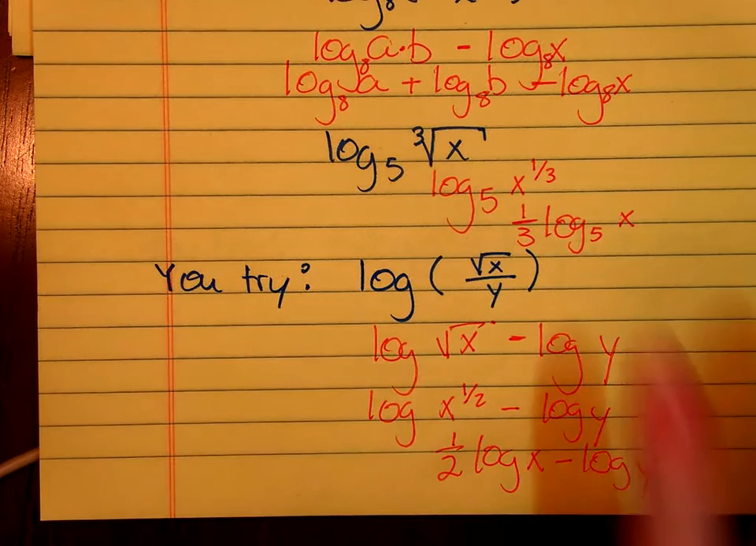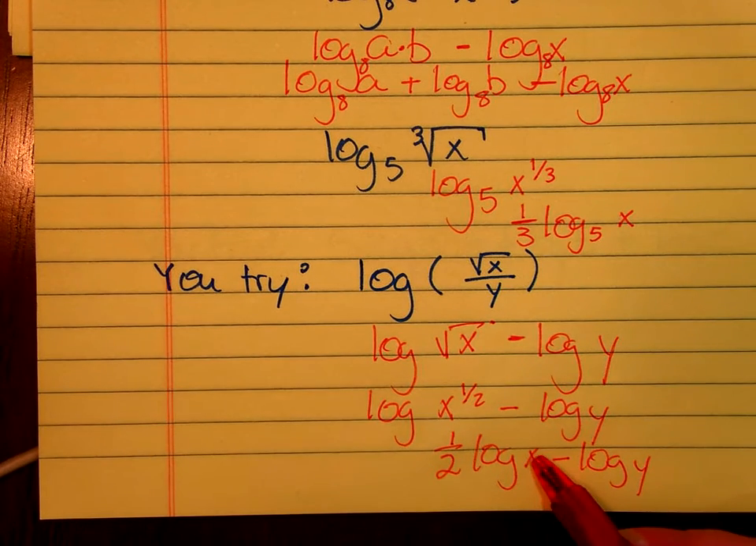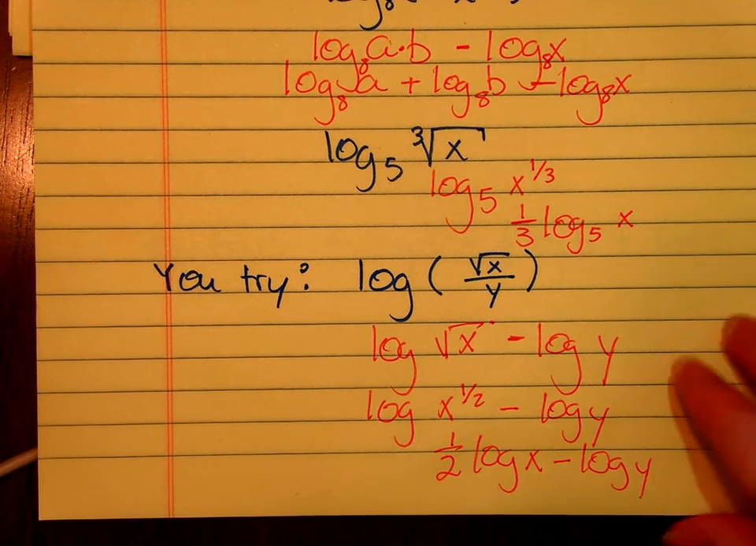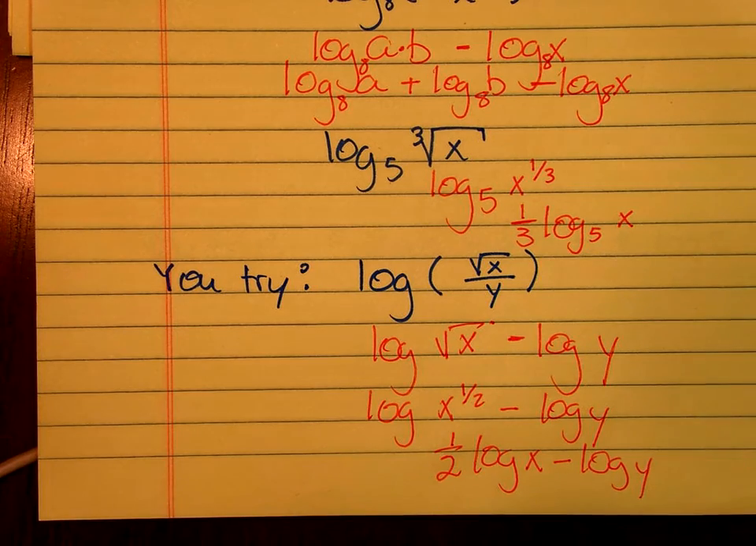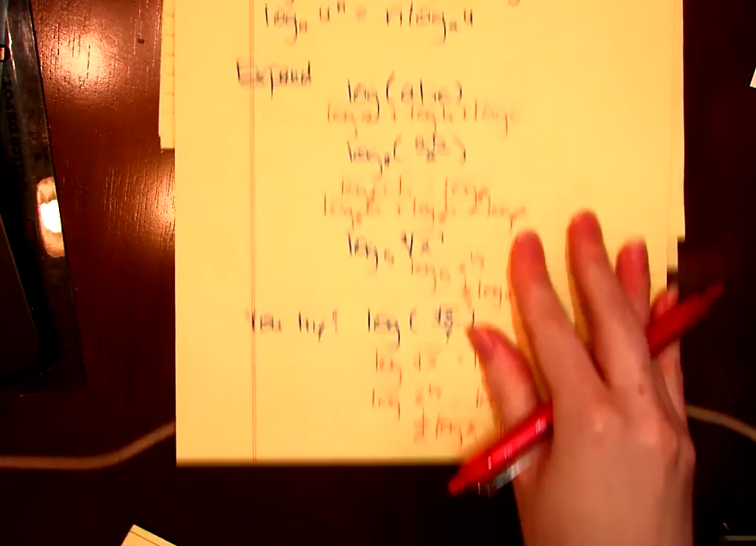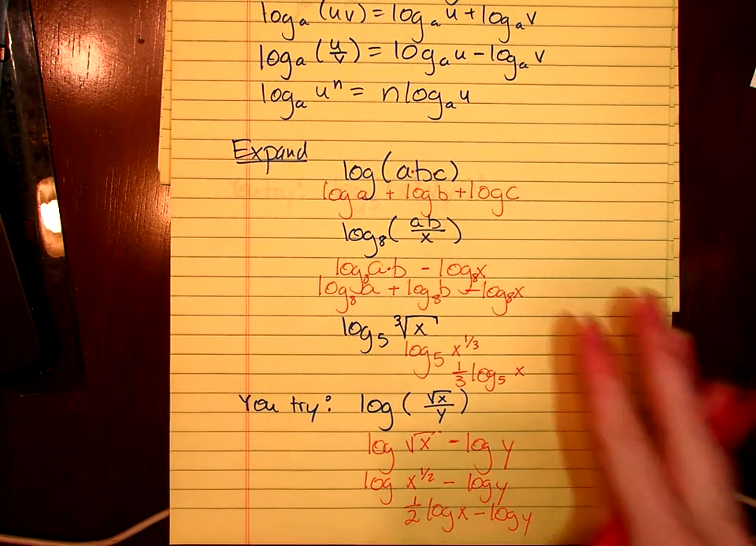How do I know that I've expanded as much as I can? If I just got one number or one variable inside the log and that's it, then it's fully expanded out. If you're wanting to take a picture for notes before I move on to the next page, go ahead.